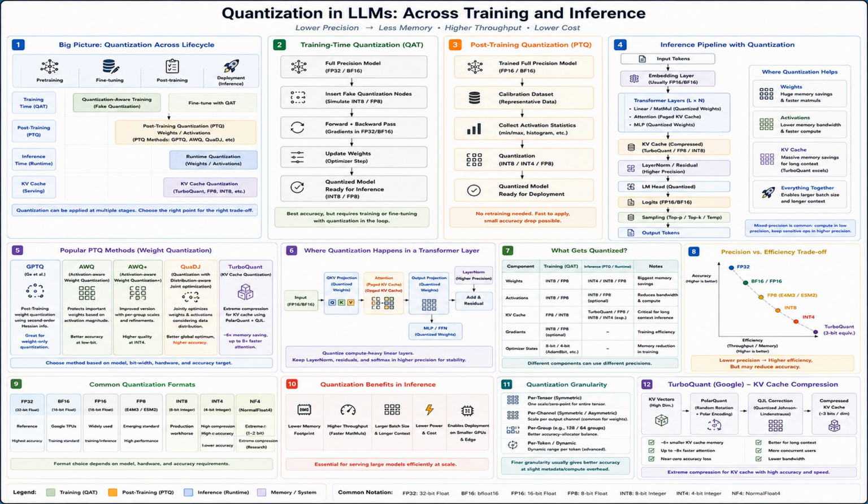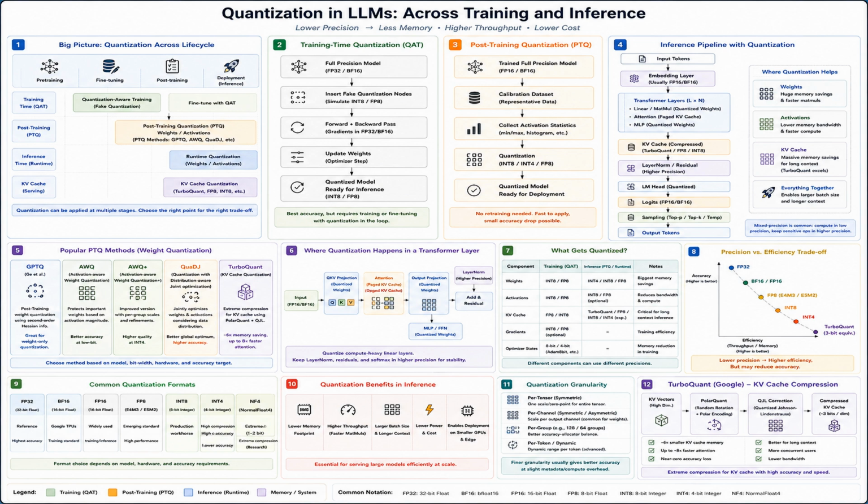Section 2 describes training time quantization, commonly known as QAT. In quantization-aware training, low precision is simulated during training using fake quantization nodes. Fake quantization nodes are inserted into the compute graph so the model learns to operate under reduced precision like int8 or fp8. Gradients are still computed in higher precision, but the forward pass reflects quantized behavior.